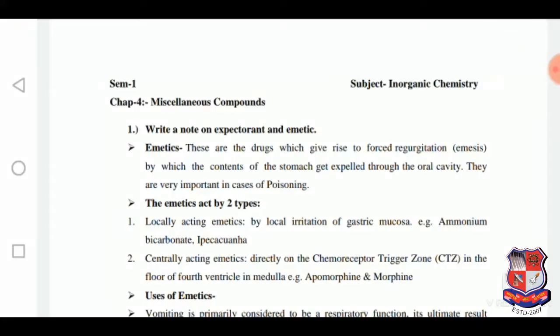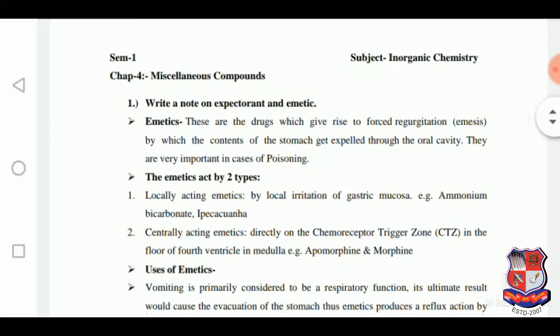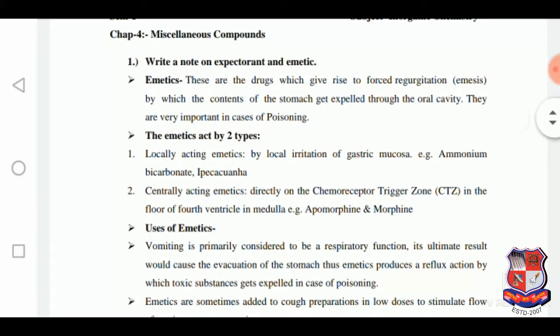Hello students, today we will discuss the miscellaneous compounds, a topic included in pharmaceutical inorganic chemistry, semester 1. In that we will see the question and answers. The first question may be, write a note on expectorants and emetics.